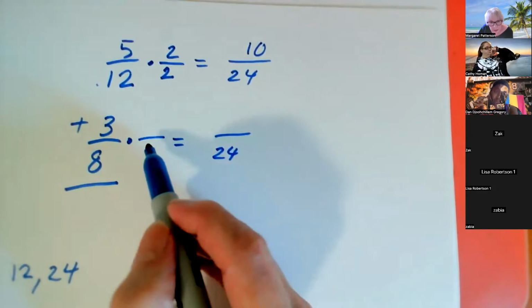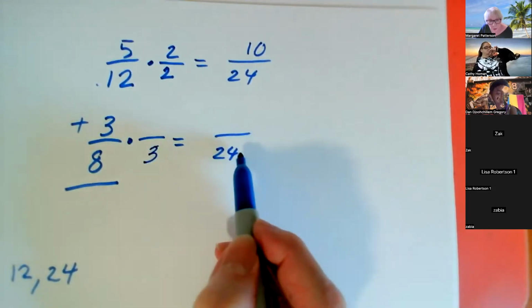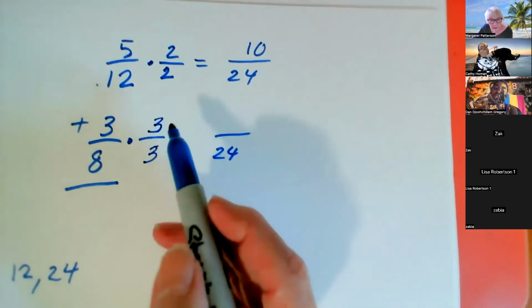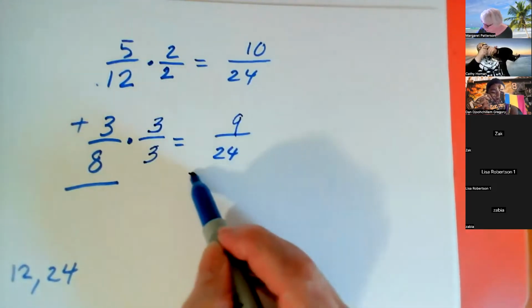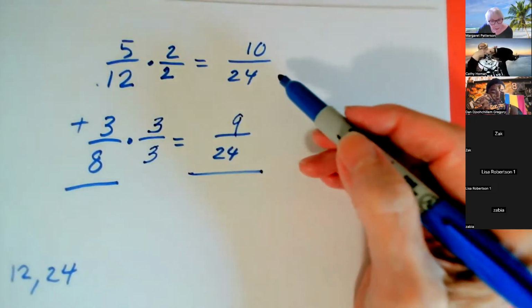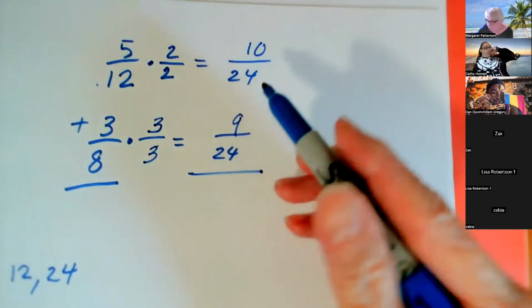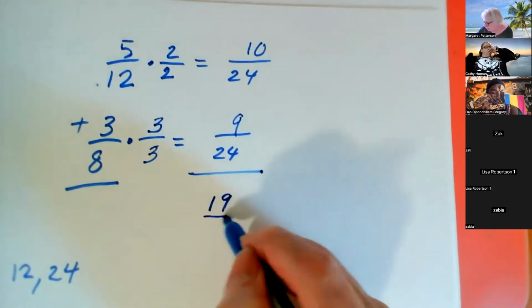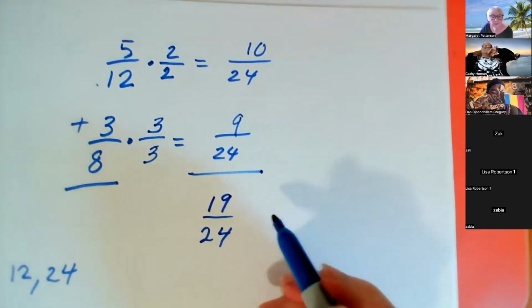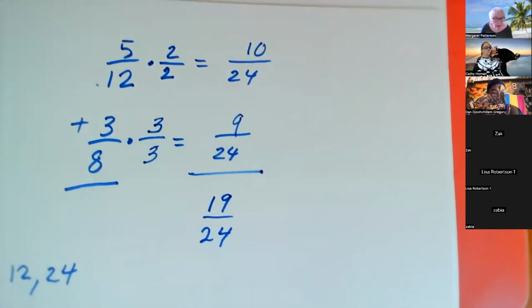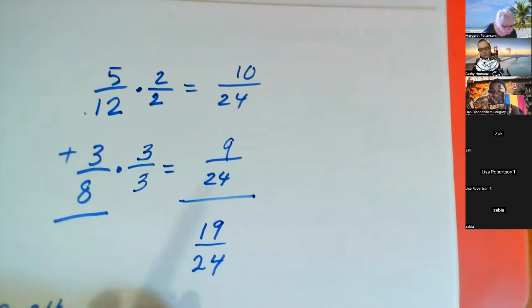8 times 3 is 24. So it's 3 over 3. 3 times 3 is 9. This is ready to roll. The 10 and the 9, 19 over 24. Does this reduce? No. 19's prime and 24, I don't know what it is, but there's no 19 factors in there.